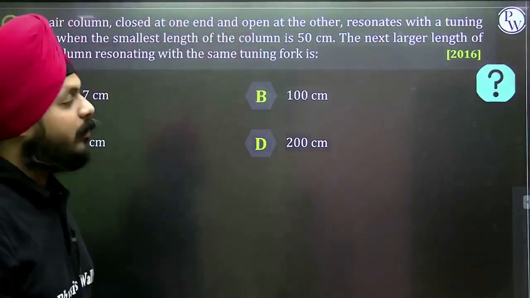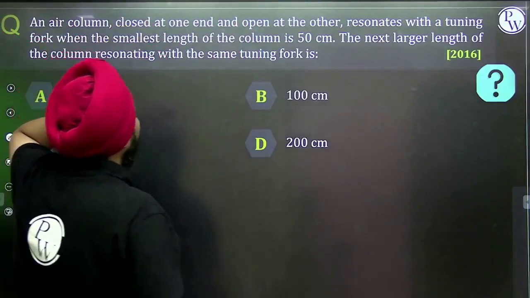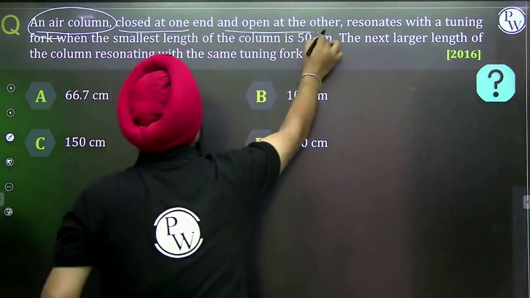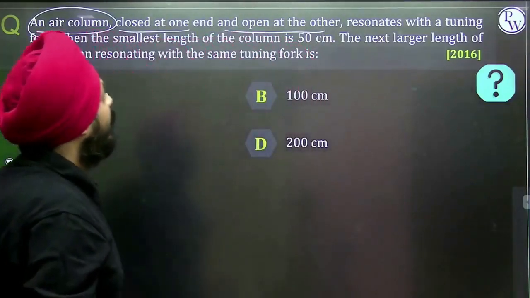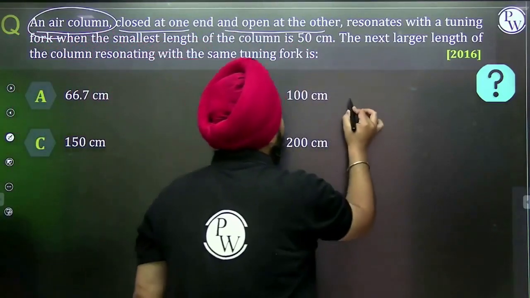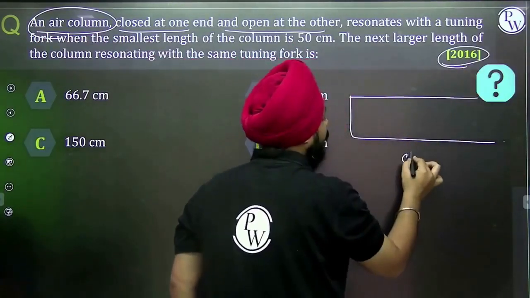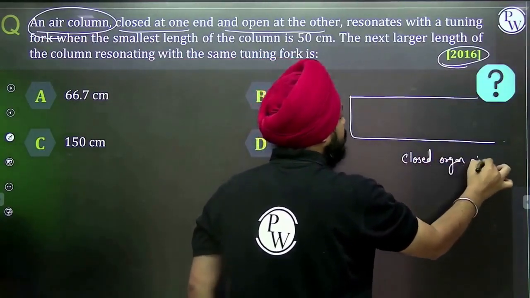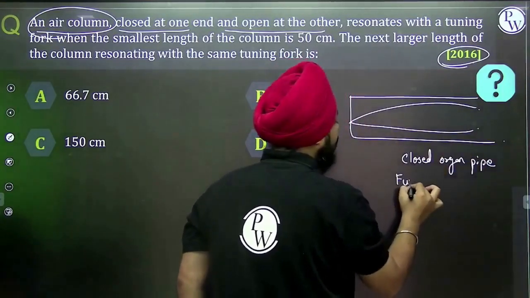Okay, now let's move on to some sums related to it. An air column closed at one end and open at the other. It means that we are talking about the closed organ pipe. It resonates with the tuning fork when the smallest length is 50 centimeters. See, this question is asking about the closed organ pipe, right? The smallest length means we are talking about the fundamental mode.